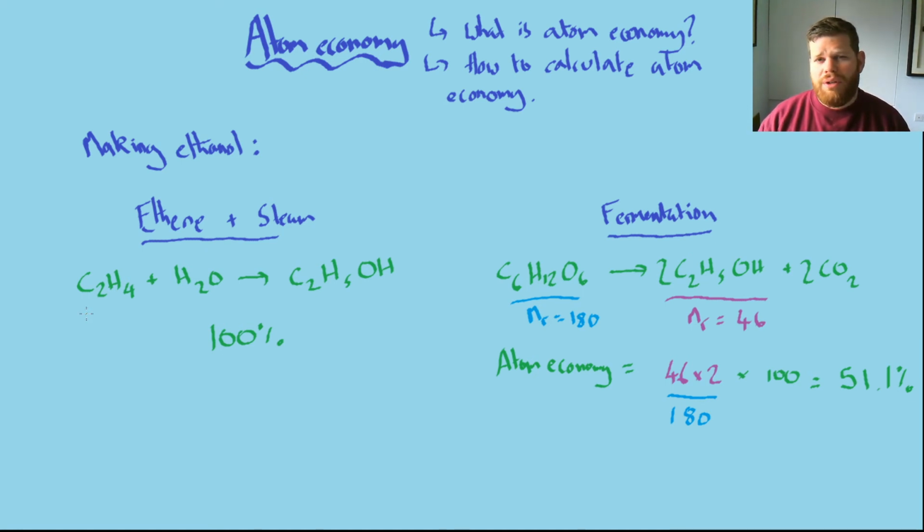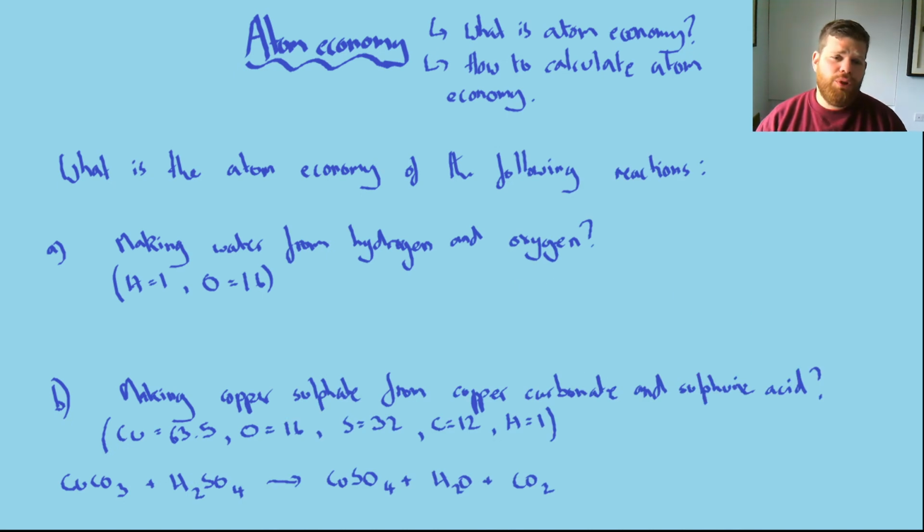So now it's over to you. Why don't I give you a question and you have a go at it? Here are your two reactions that I'm going to get you to work out the atom economy of. The first one is making water from hydrogen and oxygen. The second is making copper sulfate from copper carbonate and sulfuric acid. I've given you all the information that you need in order to answer the questions. So give the video a pause and good luck.